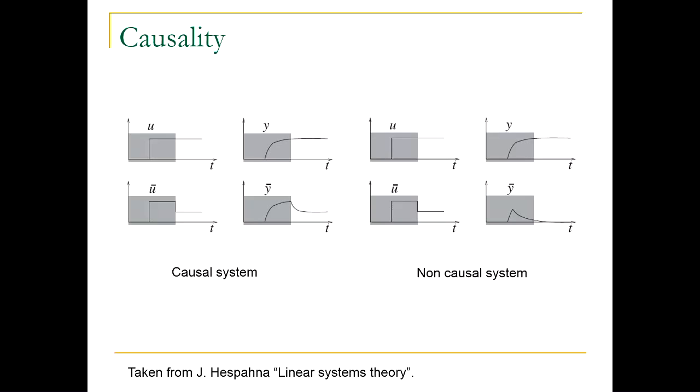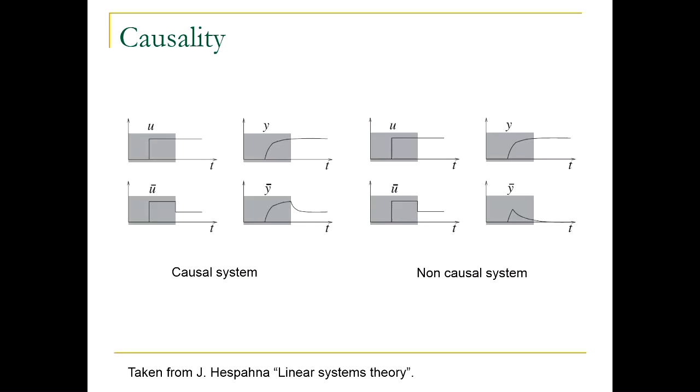How about non-causal systems? Well, we do the same thing here. The experiment is the same, but note now that the output of the non-causal system would change as a result of future changes in the input. So, can everyone follow what I'm saying? The future value change in the input affects the current value of the output or past values of the output.